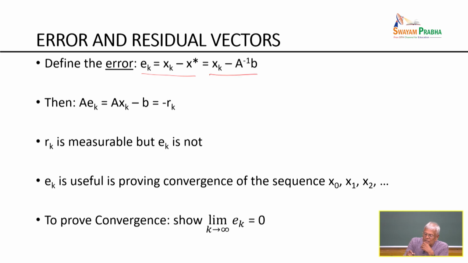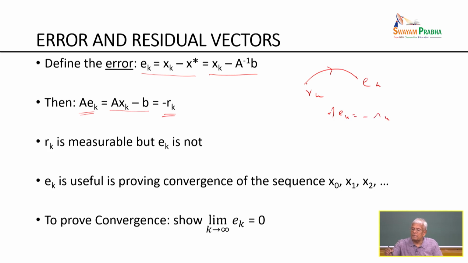So if I define Ek is equal to xk minus A inverse B, if I multiply both sides by A, this is A Ek, this becomes A xk minus B, and A xk minus B becomes Rk. So now you can readily see Ek is an n-vector, Rk is an n-vector. Here is Rk, here is Ek, and they are related by a linear transformation A. And what is the linear transformation? A Ek is equal to minus Rk.